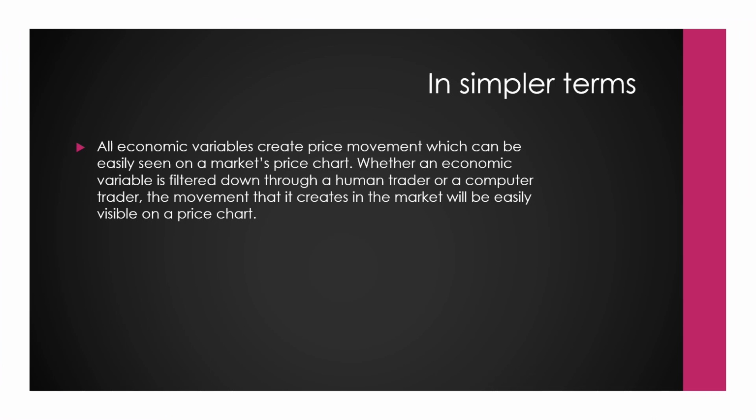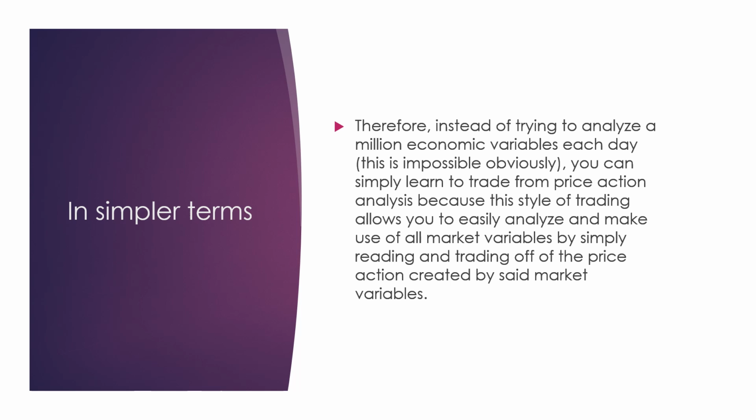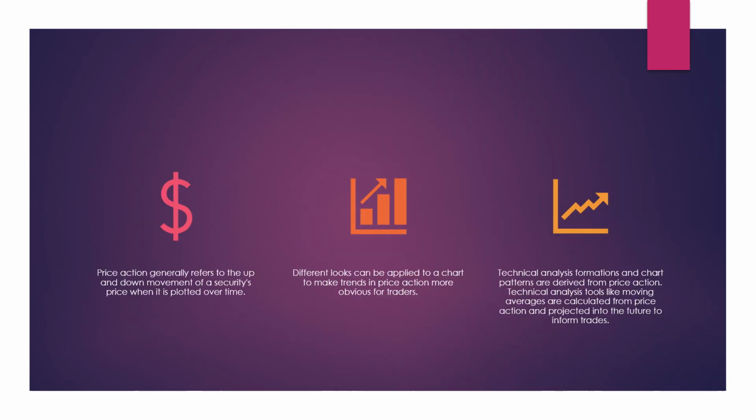All economic variables create price movement, which can be easily seen on a market's price chart. Whether an economic variable is filtered down through a human trader or a computer trader, the movement that it creates in the market will be easily visible on a price chart. Therefore, instead of trying to analyze a million economic variables each day, which is impossible, you can simply learn to trade from price action analysis, because this style of trading allows you to easily analyze and make use of all market variables by simply reading and trading off the price action created by those market variables in a price chart.